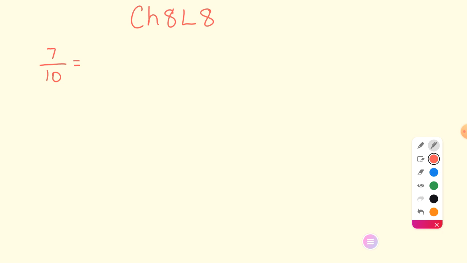Yeah, we already have a 10 as a denominator. So what is my decimal form, Bryson? 0.7. Okay, that's our option 1.